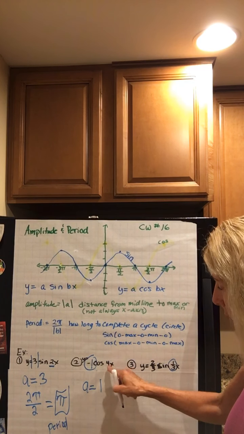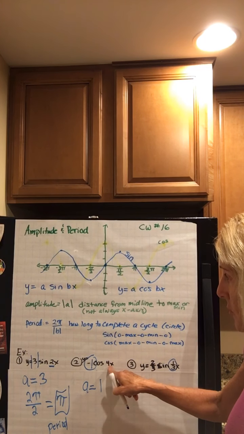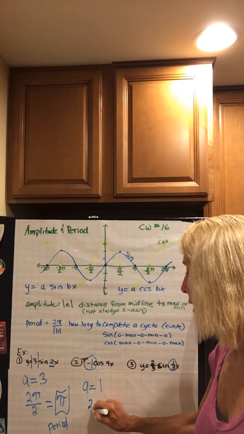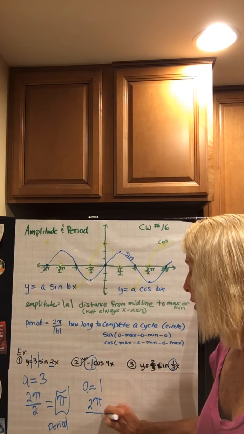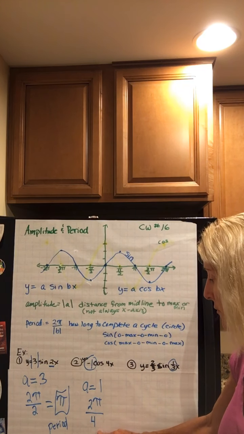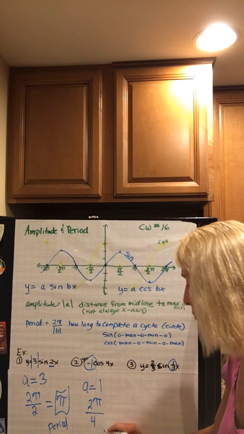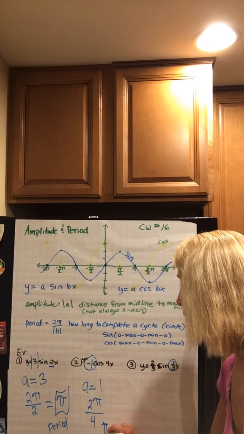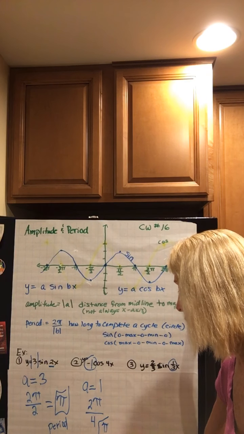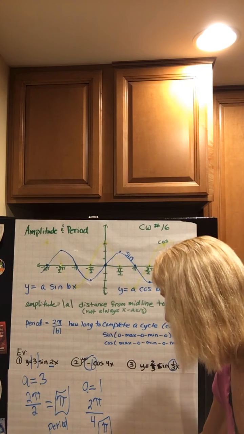Now your period here, there's your b. To find out your cycle, you just take 2 pi divided by 4. Then that would simplify. So my period for this one would be pi over 2. So there's your period right there. That's my period.